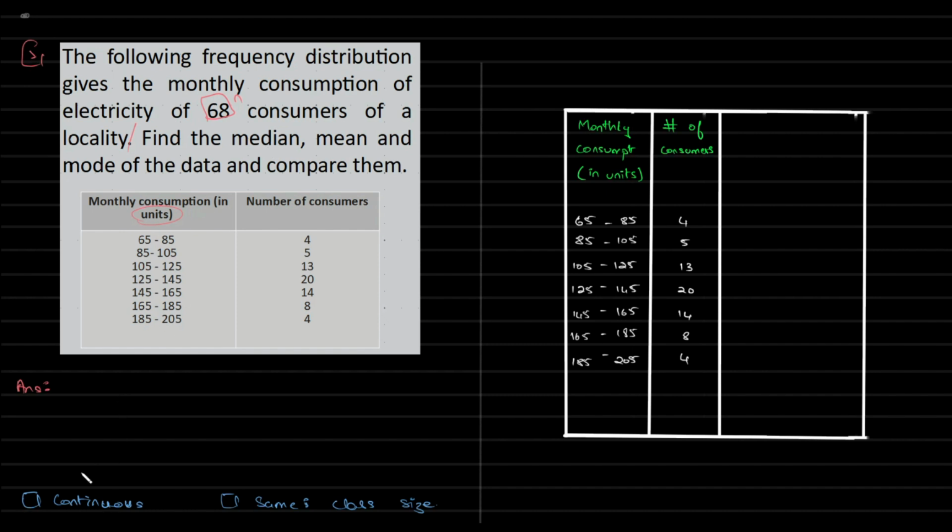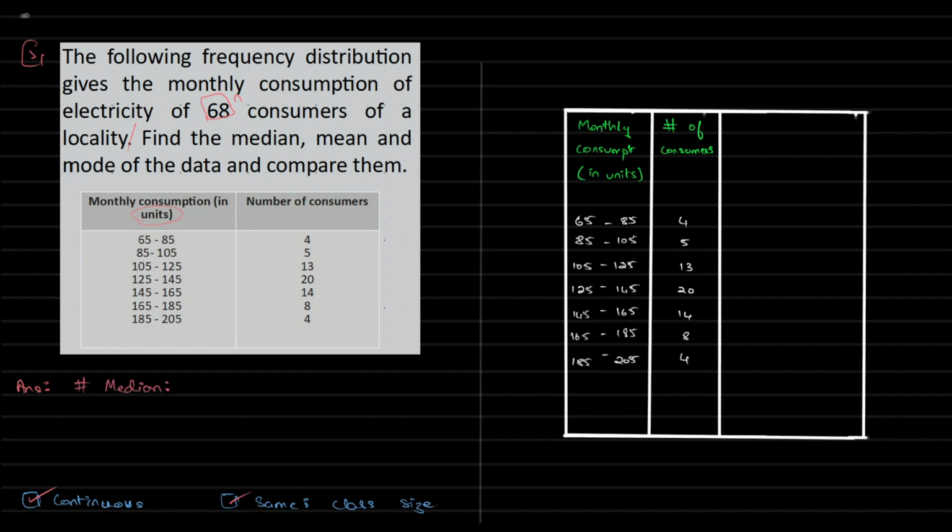We can start with the median itself. Check if the data is continuous first. You can see the lower limit and the upper limit are the same, so it is continuous. Check the class size. All of them have 20 as a difference, so the class size is also the same. First, we'll start with the median.